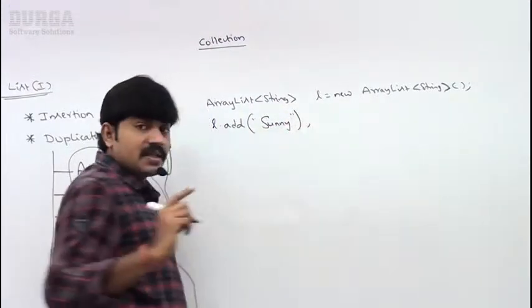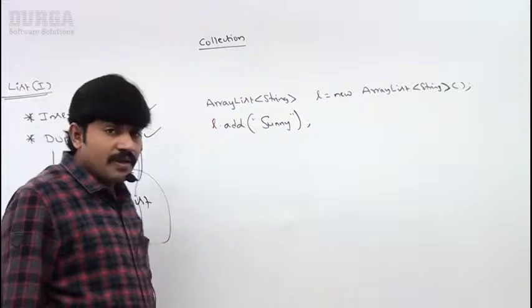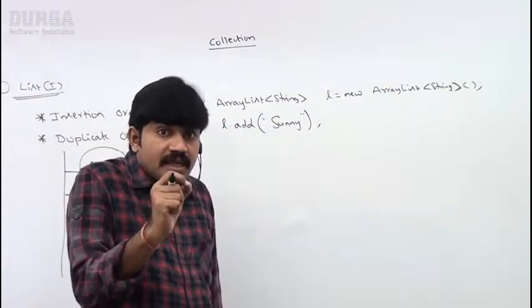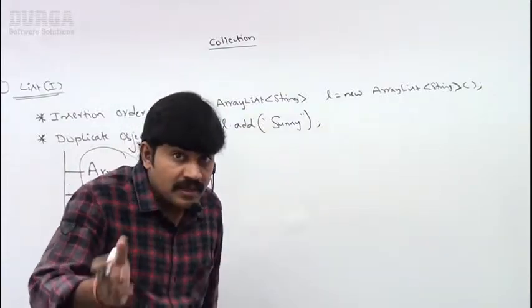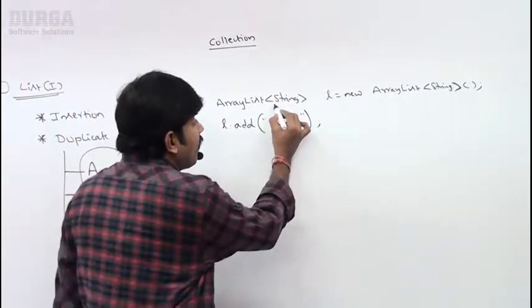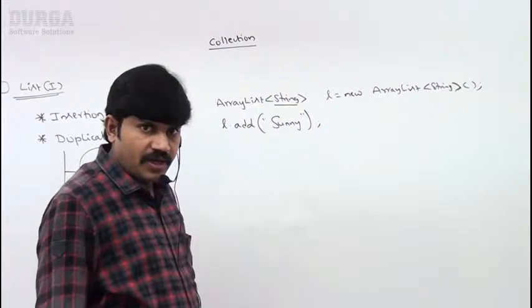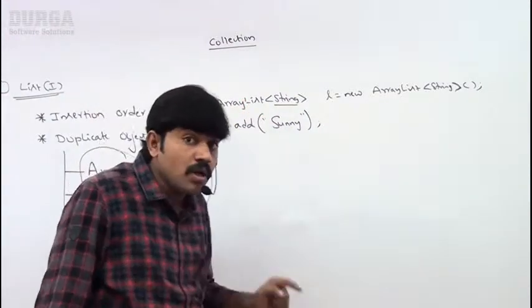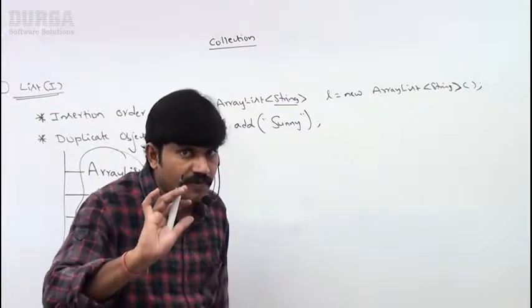Sir, in the first line, what am I doing? I'm just creating an empty ArrayList object that can hold which type of objects? String type of objects. This is the generic concept. ArrayList that can hold which type of objects? String type of objects.